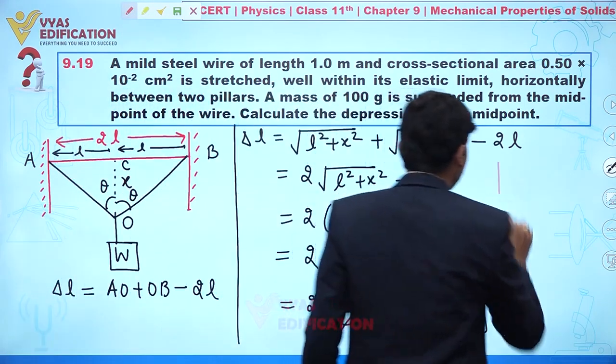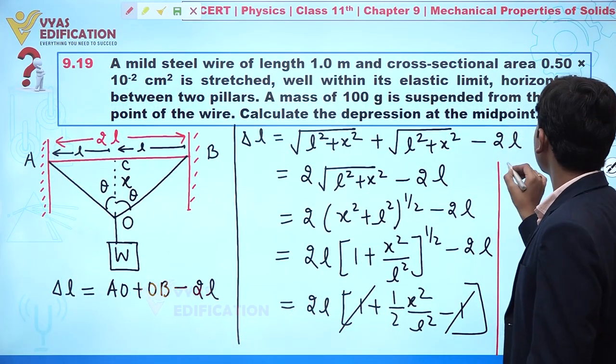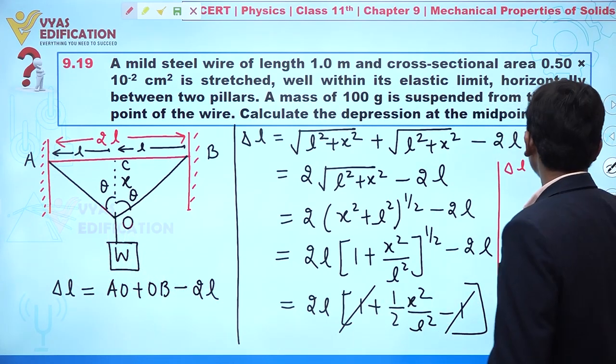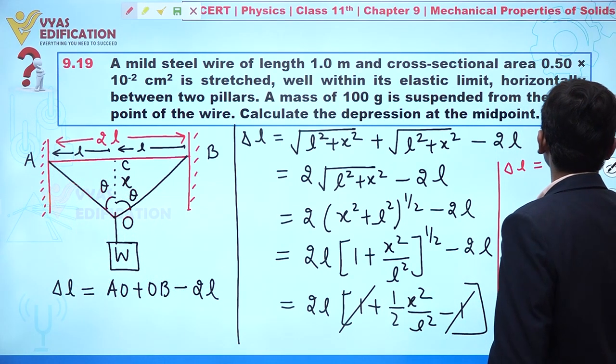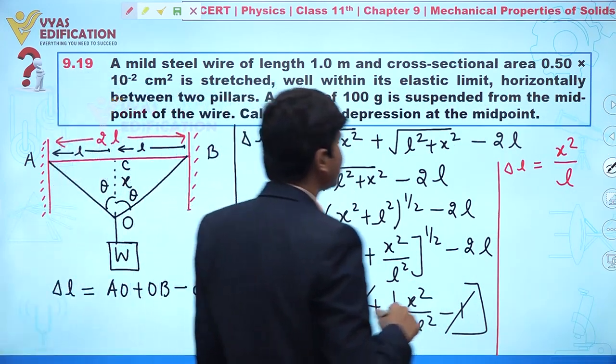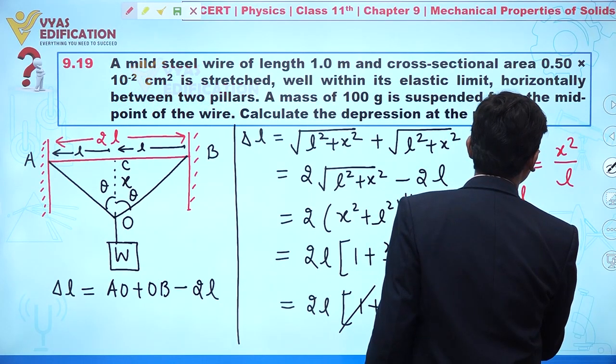Now from here we can see what change in length we are getting. Change in length we are getting is 2L, and we have here 2L square. So I can say this is X square divided by L. So my dear students, can we calculate strain here? Yes. Strain is also calculated by delta L by 2L.